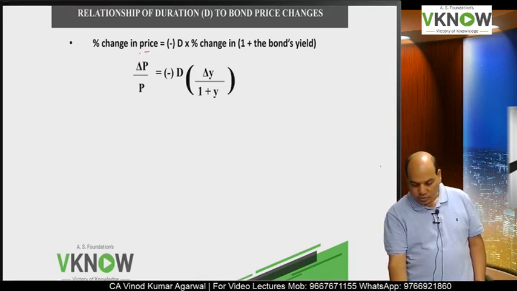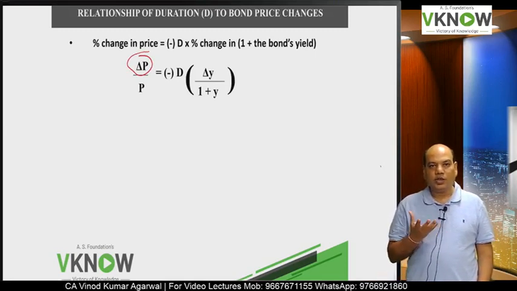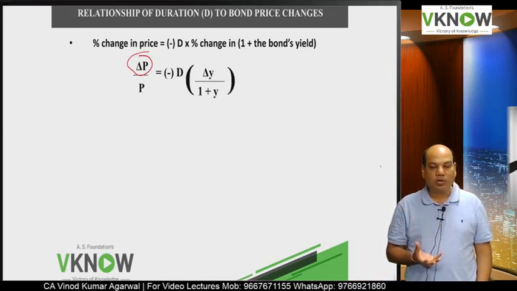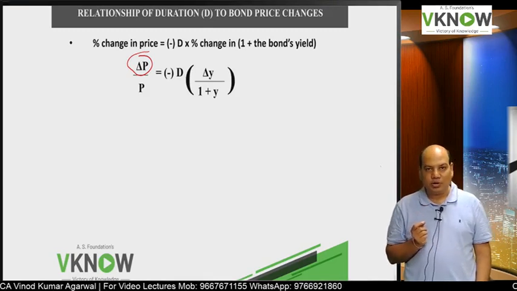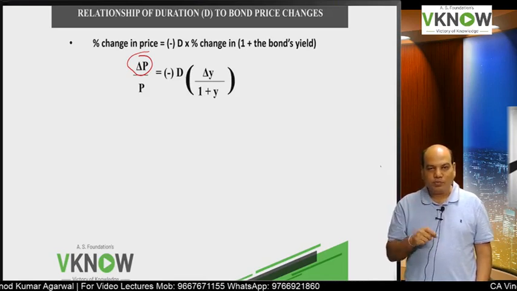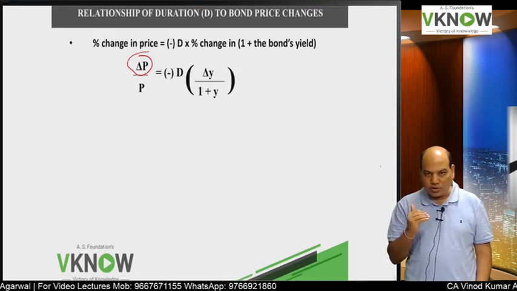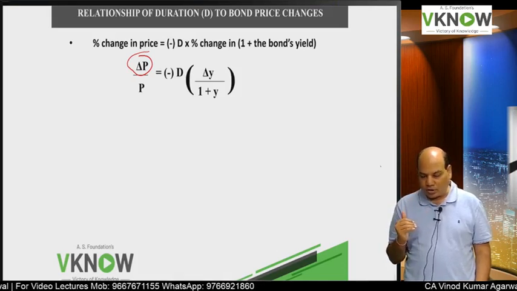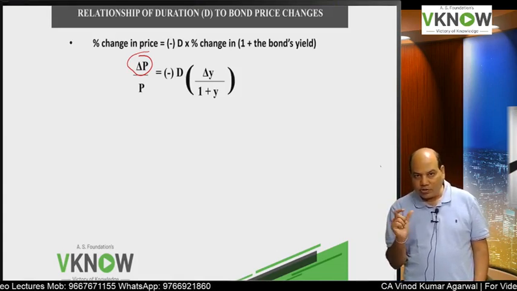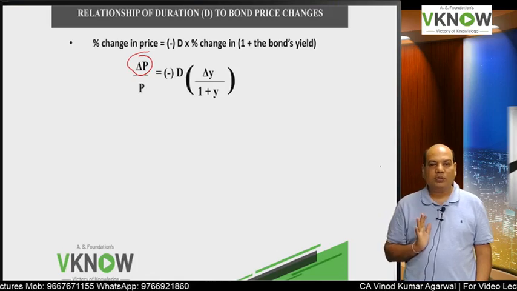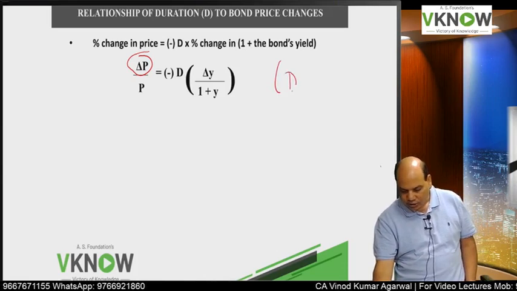What is this symbol, triangle symbol? It is called delta. It is a symbol of change. So delta P means change in the price of the bond divided by the original price of the bond. So delta P upon P gives you percentage change in price is equal to minus D into change in YTM, delta Y means change in YTM, upon 1 plus YTM. This formula has been derived. It's a derived formula.